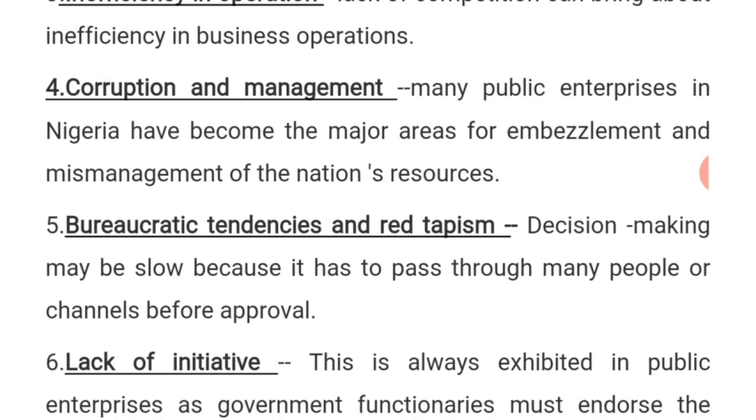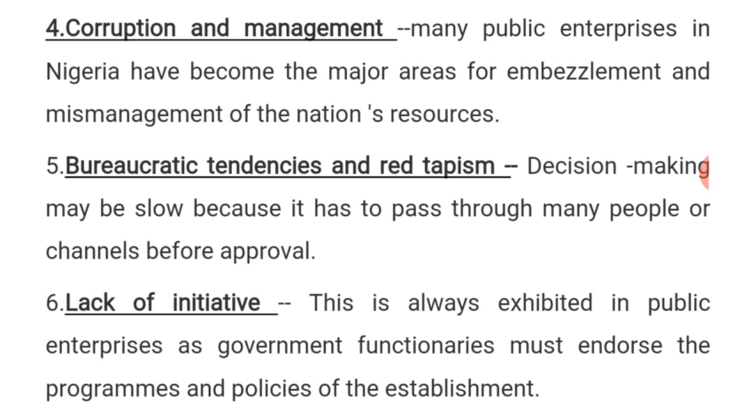There was a time that we heard that a snake swallowed money. When the leader of that particular parastatal knew that he might be checked concerning all the money they had realized, he told a lie to the government that a snake had swallowed the money. Then number five, bureaucratic tendencies and red tapism. Decision making may be slow because it has to pass through many people or channels before approval. These corporations are very complex, and that is why a lot of problems are faced in reaching decisions.